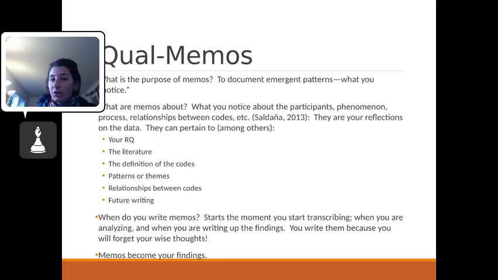It might have to do with relationships between the codes. This is one of my favorites, where you start to see that people often mention one thing in relationship to another thing, or that one thing causes another thing, or there's just some kind of relationship going on between those, and you'll make a note of it. And it may have to do with your future writing of your findings. So you might be like, you know what, let's organize the findings like this, this, this. So those are just some of the things that memos can pertain to.